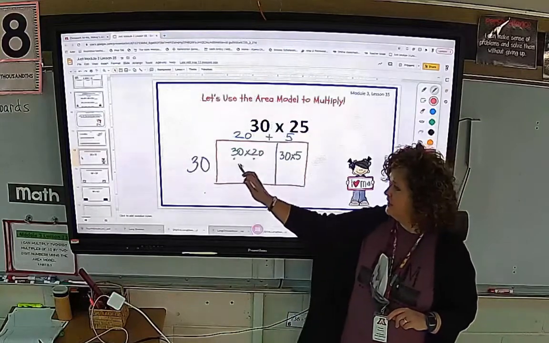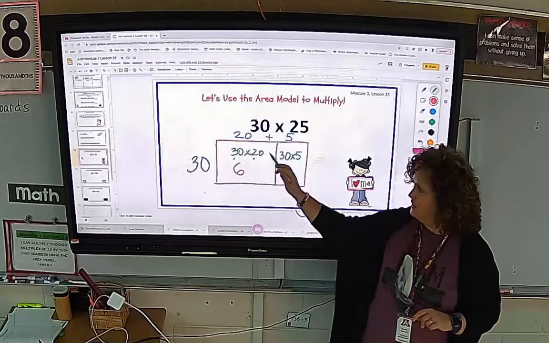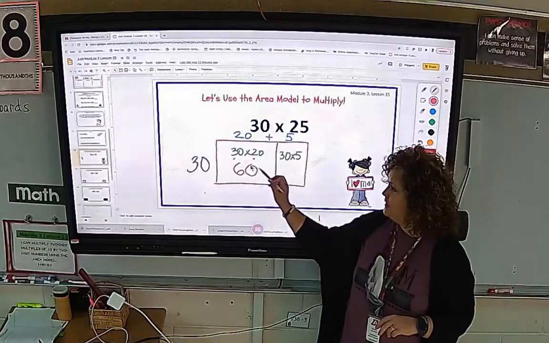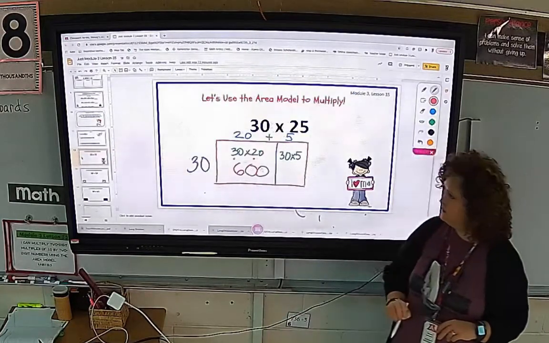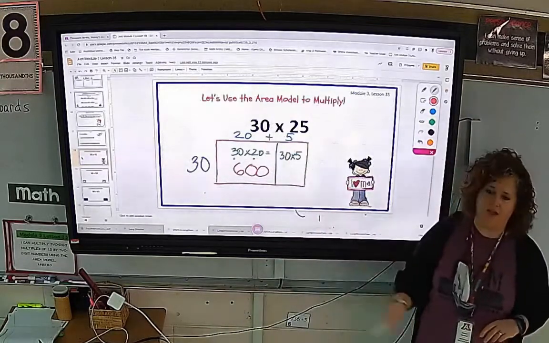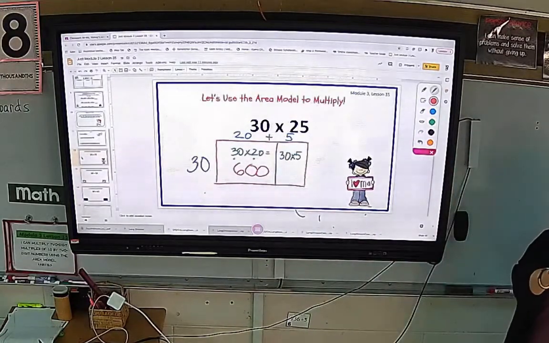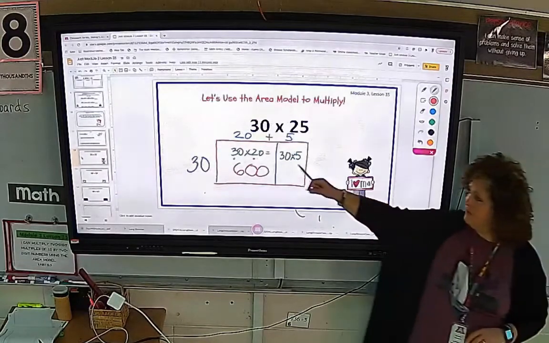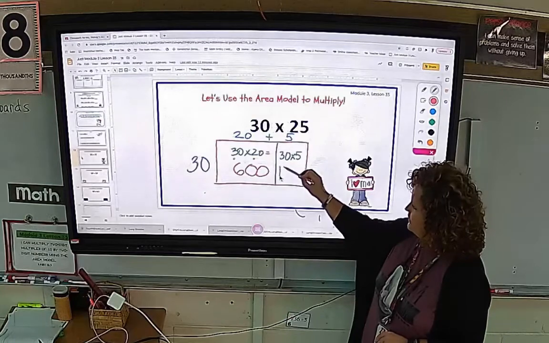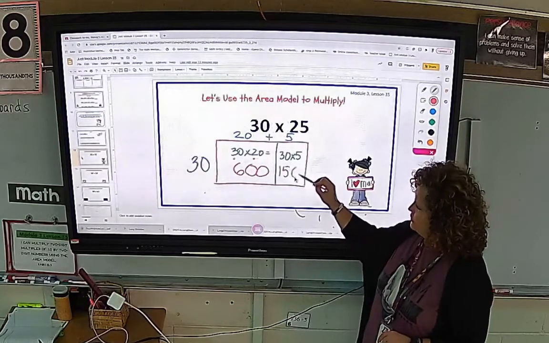3 times 2 is 6, but how many zeros are there? 1 here and 1 here. 2, so it's not 60, it's what? 600. Okay. Now 30 times 5, same thing. The 3 times the 5 plus 1 zero, which would be what? 150. 150. 3 times 5 is 15 plus the 1 zero.